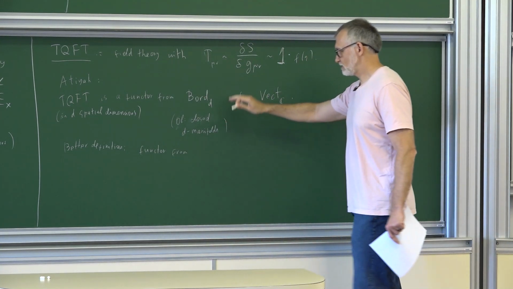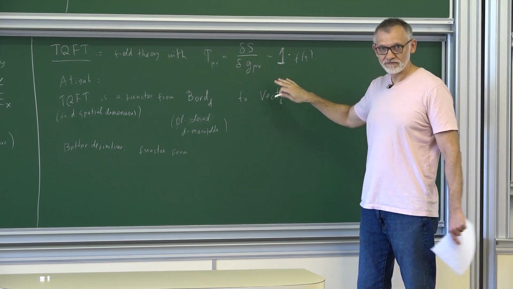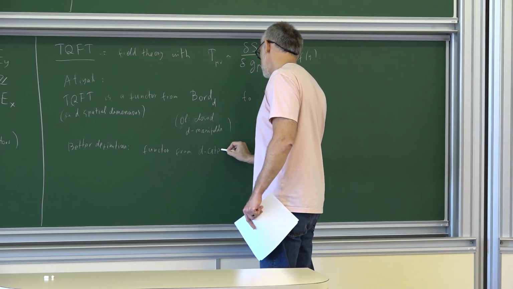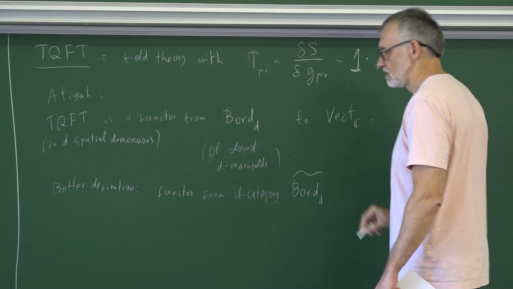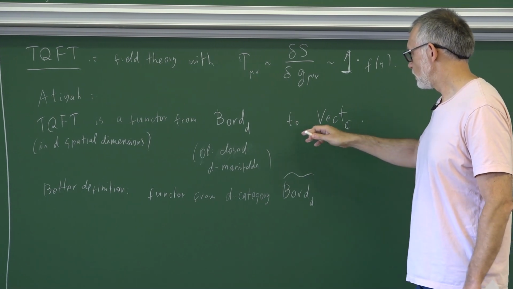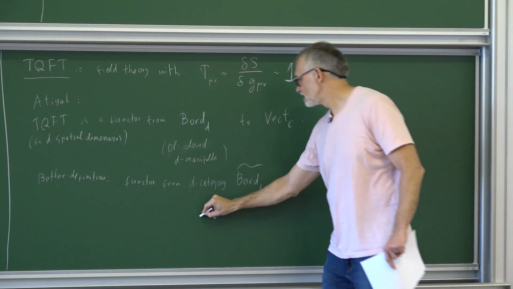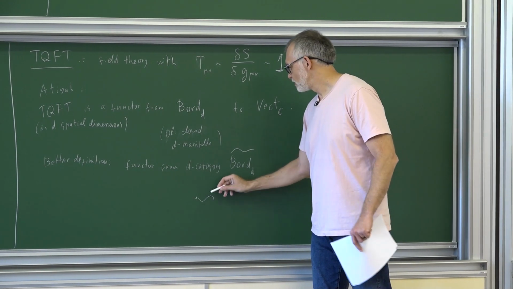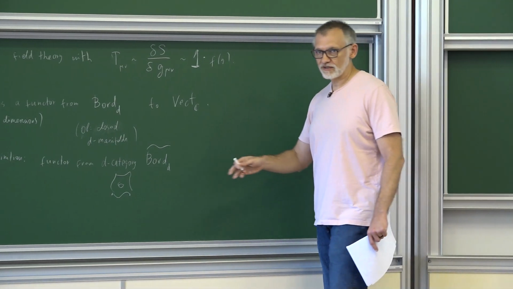Actually, it should not be just a functor, but a symmetric monoidal functor. There's a symmetric monoidal category here, and this is also symmetric monoidal. So here you can improve this to a d category, whose objects are just points, and morphisms between points are one-dimensional manifolds, and then higher morphisms are like surfaces, and so forth. Okay, so that's better, but then you have a problem.